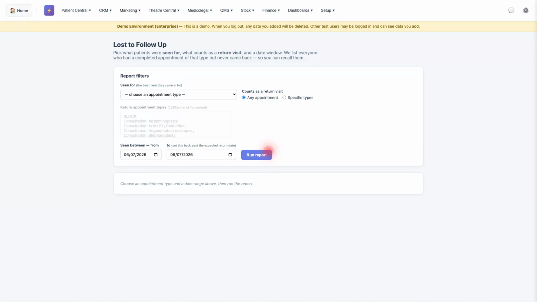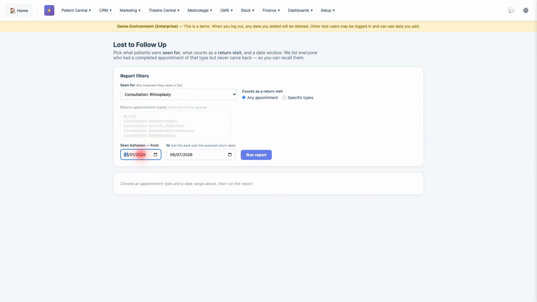This page answers one simple question. Who did we treat, who then never came back? First, choose what they were seen for. Let's look at rhinoplasty consultations. Next, decide what counts as coming back. Any appointment at all, the very same treatment, or a set of treatments that you choose.